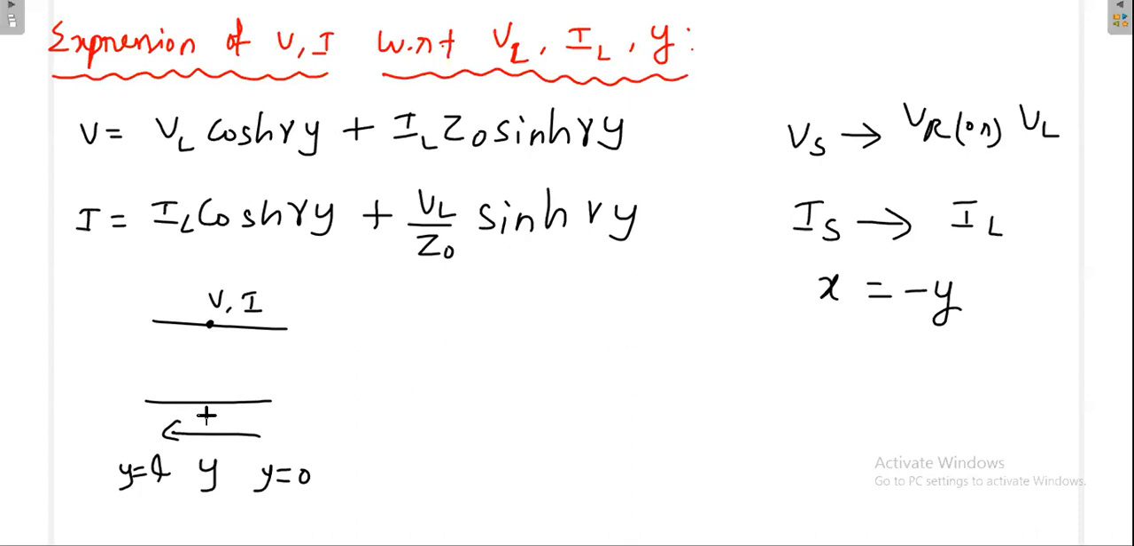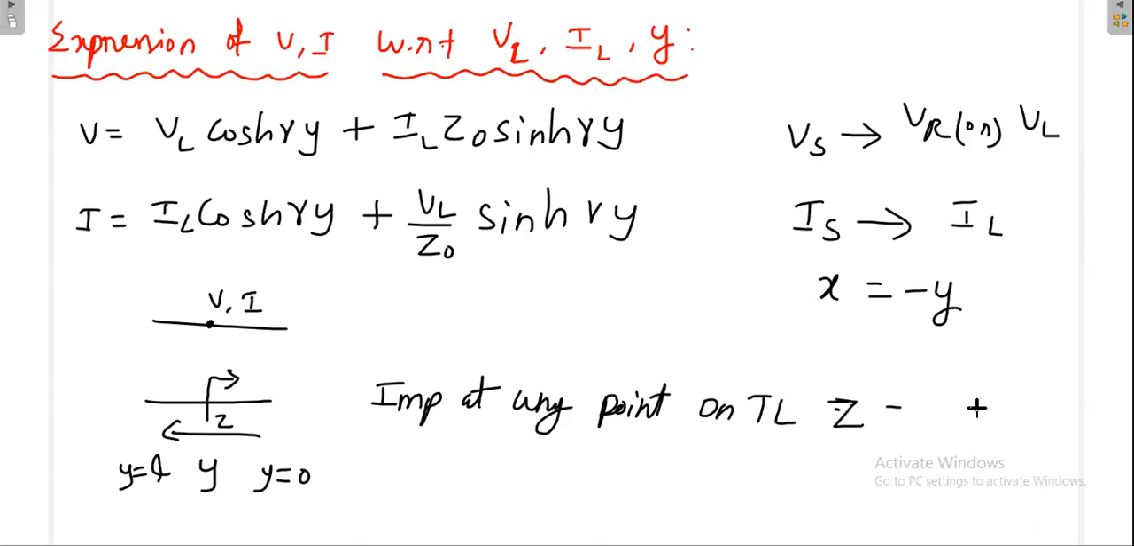impedance. Now I want to find out what is the impedance looking from this direction. I am looking towards the load. Then I want to measure what is my impedance. Then you have to calculate your Z here. Anywhere on the line, if you want to calculate the impedance, impedance at any point on the transmission line. Simply, impedance anywhere on the transmission line, that is equal to Z.